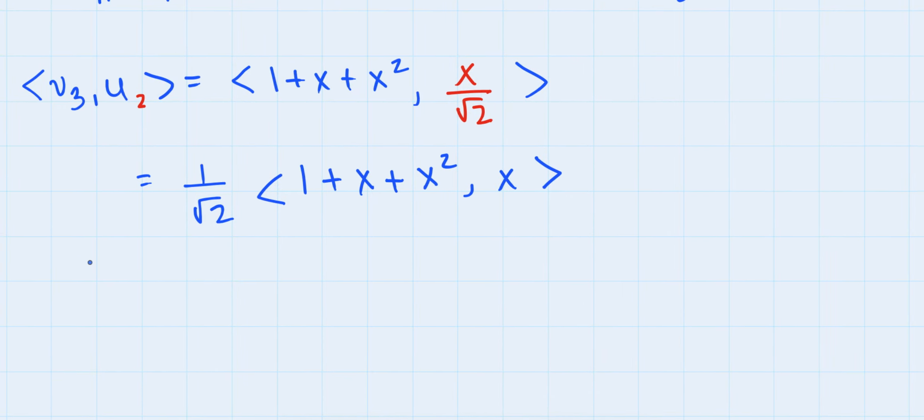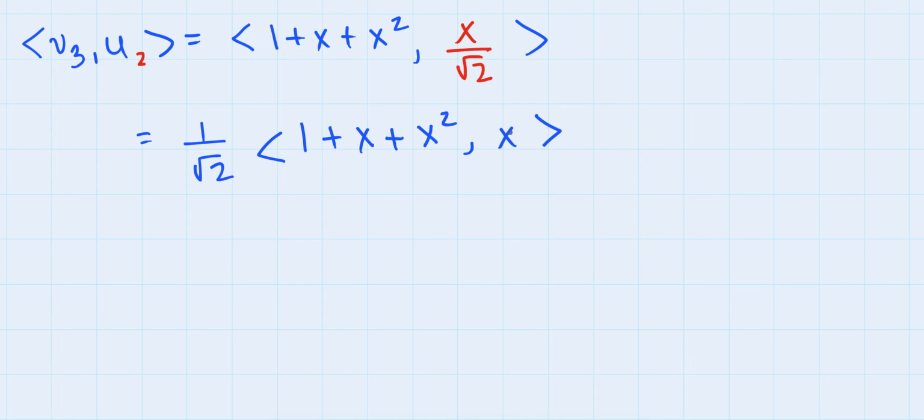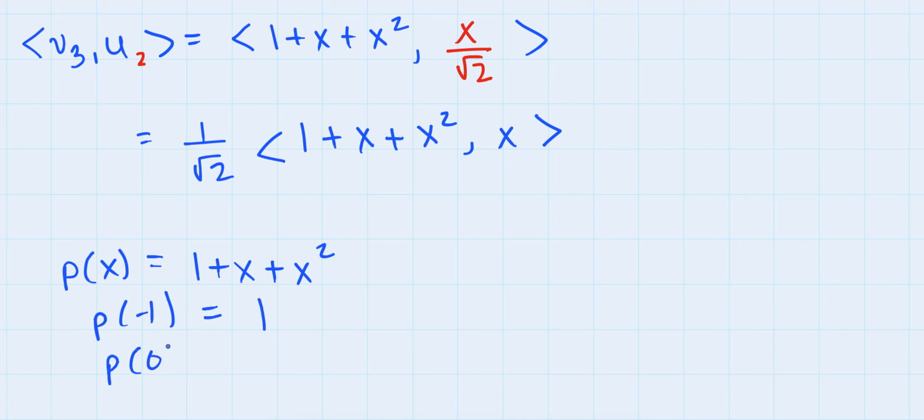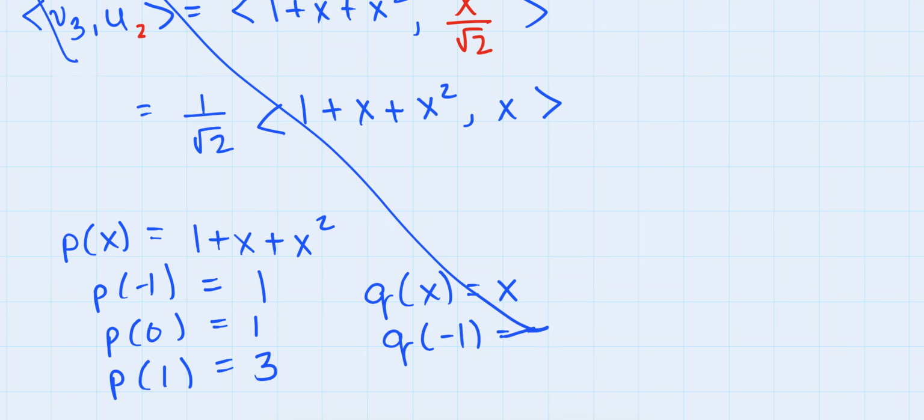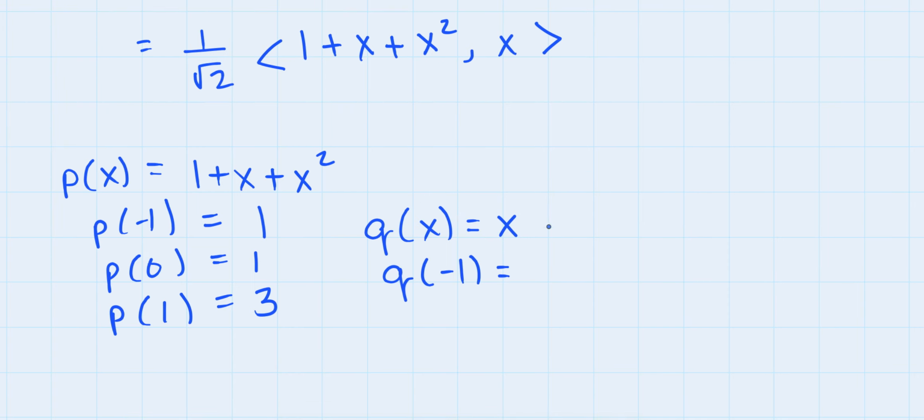All right, we just did this, we plugged in all the values, -1, 0, and 1 here earlier, but I erased it, so I'm going to have to do it again. And since this is x, it's just equal to the values. So again, if we have p of x is 1 plus x squared, we said that p of -1 was 1, p of 0 was 1, and then p of 1 was 3. And then if q of x is x, if we plug in -1, we get -1. If we plug in 0, we get 0. And if we plug in 1, we get 1.